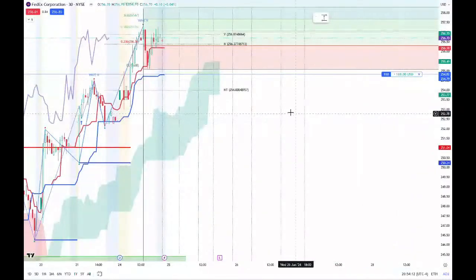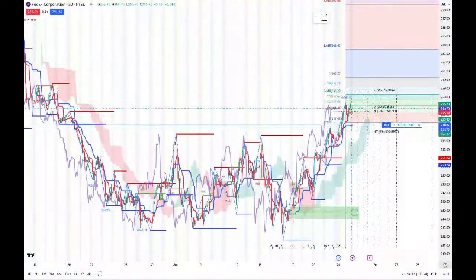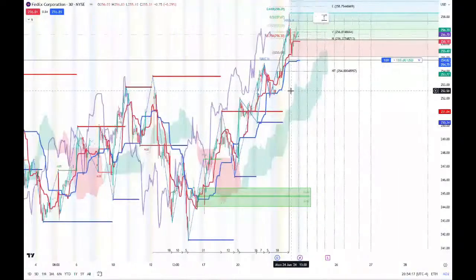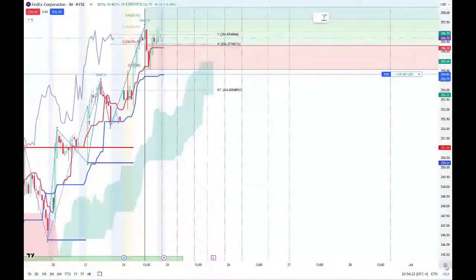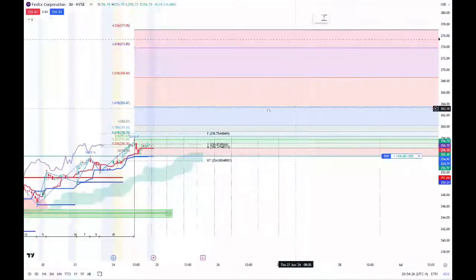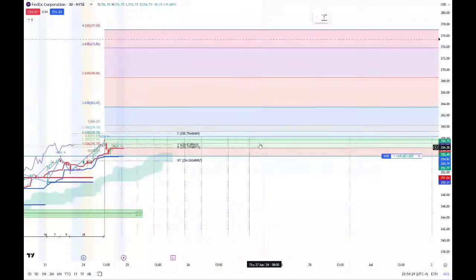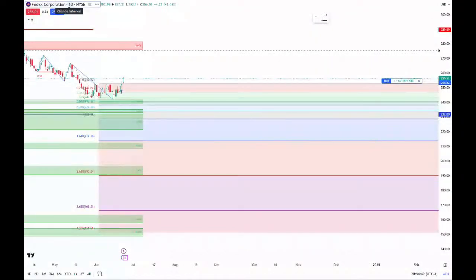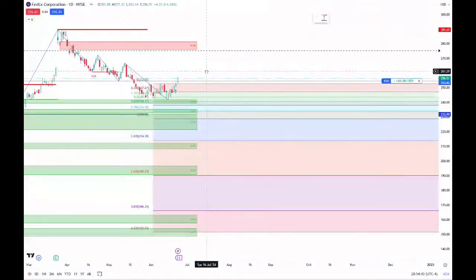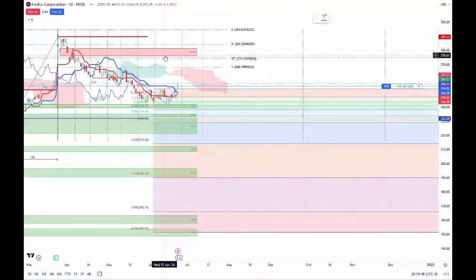Now, why I'm kind of concerned. Okay. So I'm concerned because, let me see, let's look at this. Let's go to a day chart. One day. On the day chart, we have this block as the bear block for 280.